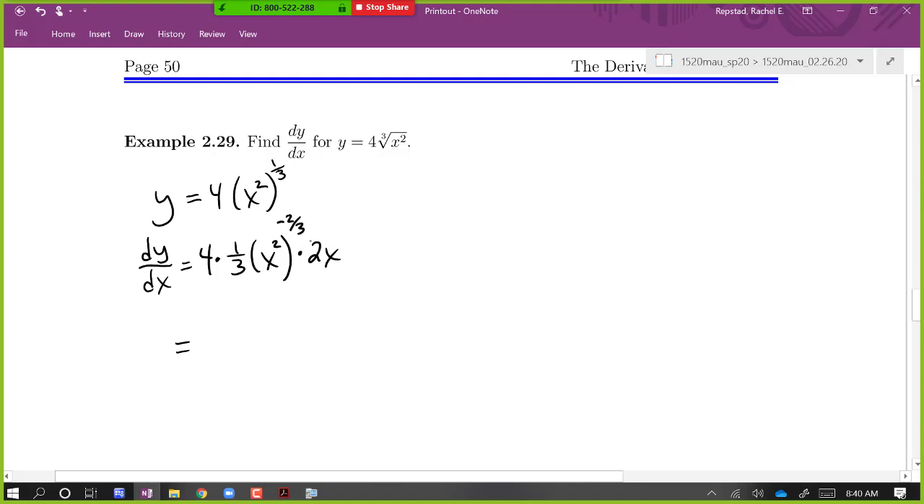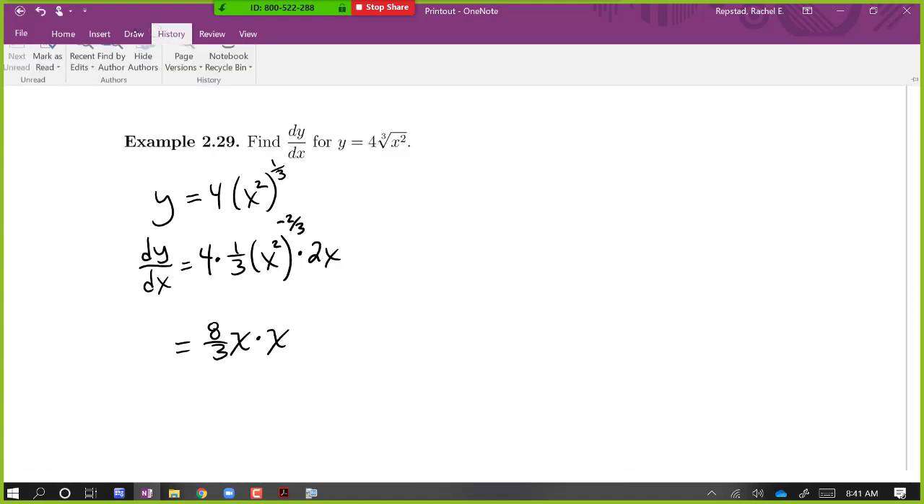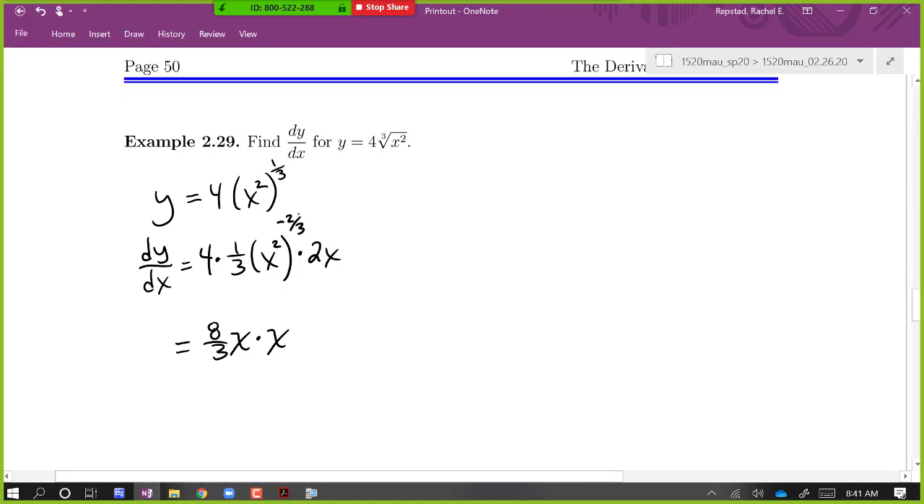So let's see, the coefficients, that's 8/3. 8/3 x times x to the, now I'm going to simplify that power. There'd be a negative 4/3. Now this is x to the first times x to the negative 4/3. Now I'm going to use my rules of exponents. We got 1 plus negative 4/3 is negative 1/3.